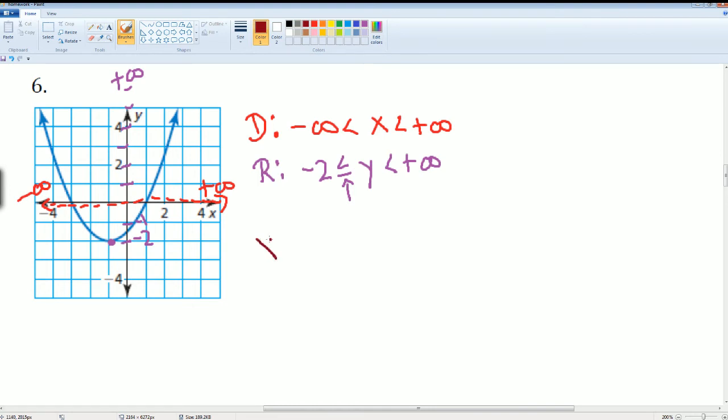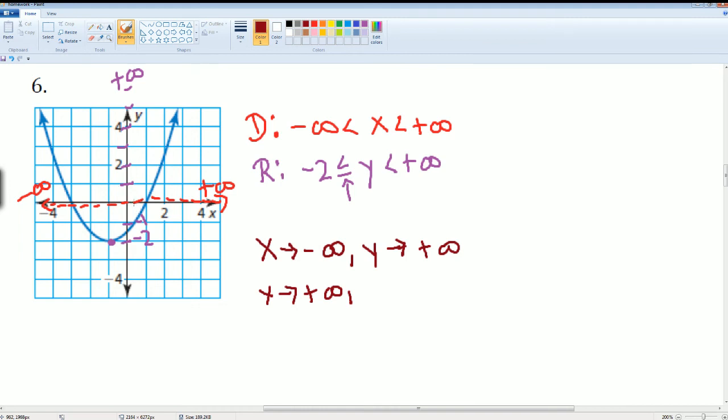Okay? Let's do the end behavior. As x approaches negative infinity, look at the arrow. What happens as it approaches negative infinity? This means you go left. Watch the arrow. Whoop, goes up. y goes to positive infinity. What about as x approaches positive infinity?